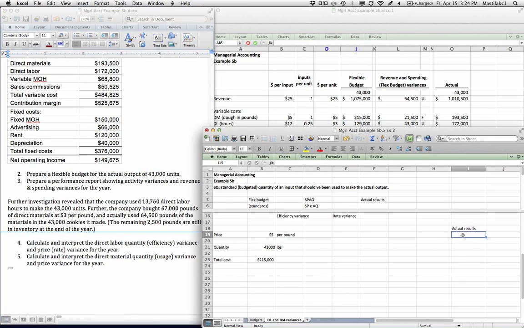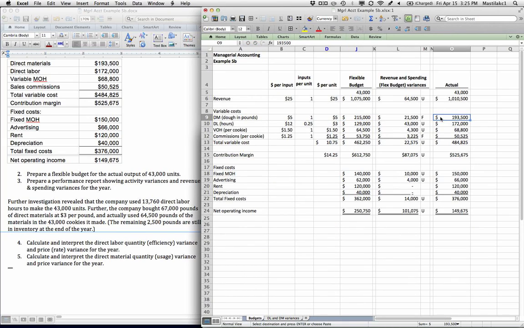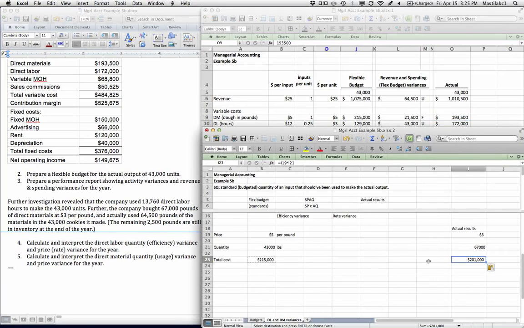So we'll drop in here our $3 per pound and our 67,000 pounds. And so our actual results here, we spent $201,000 on what we purchased. Now, this is where it doesn't exactly match up. We used $193,000 worth of stuff in what we used, but what we purchased was a little bit more than that. So we spent $201,000.